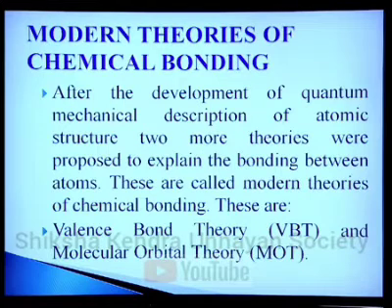Now, we can explain modern theories of chemical bonding. After the development of the quantum mechanical description of atomic structure, 2 more theories were proposed to explain the bonding between the atoms. These are called modern theories of chemical bonding. These are number 1, valence bond theory, commonly known as VBT, and molecular orbital theory, commonly known as MOT.